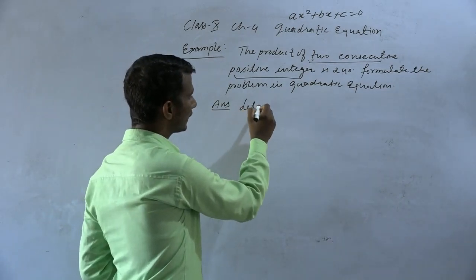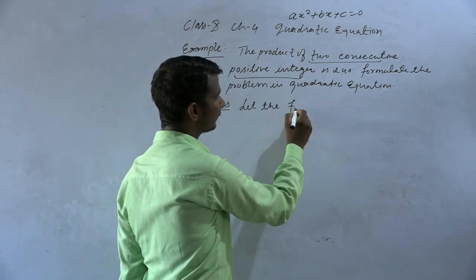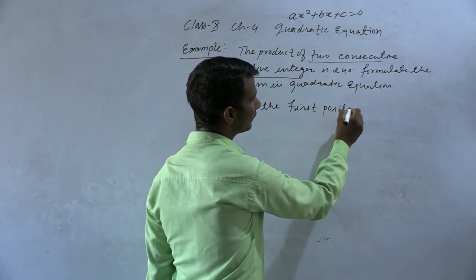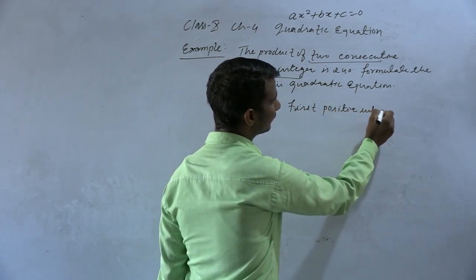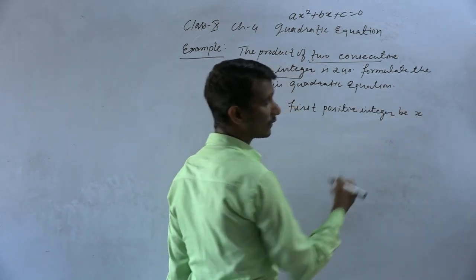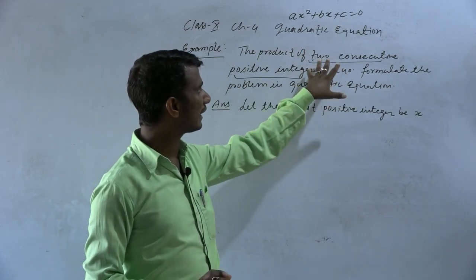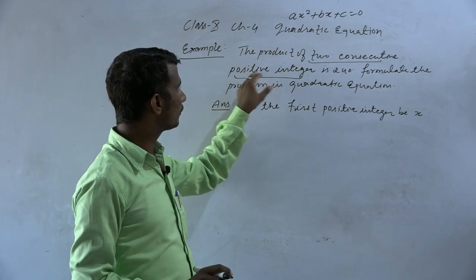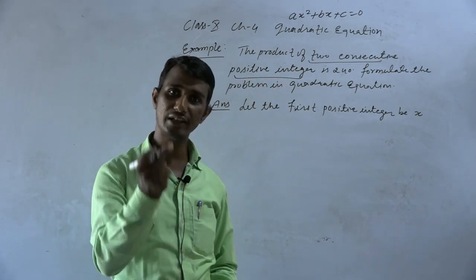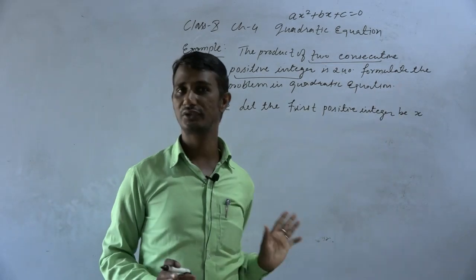Let the first positive integer be x. You can assume this because we don't know which are the two consecutive positive integers, we don't know either of them. So select one of them, assume, imagine it, and we write it as: suppose that x.